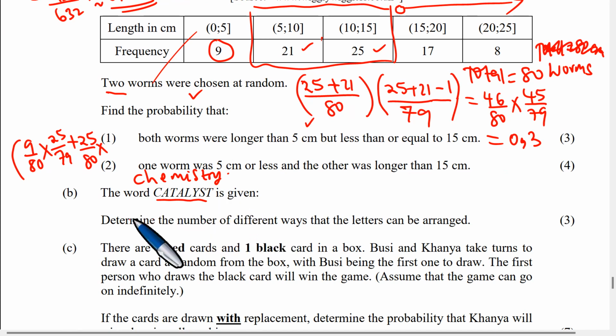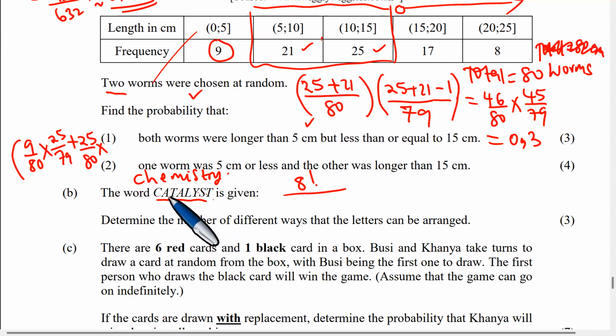But the word catalyst is given to determine the number of different ways that the letters can be arranged. Anyone? Anyone who can study the catalyst? In how many ways can the catalyst be arranged? Okay, it's too easy. So at this point, you count the letters: 1, 2, 3, 4, 5, 6, 7, 8. So you're dealing with 8 letters because I know that some of you are already sleeping. You're dealing with 8 letters.